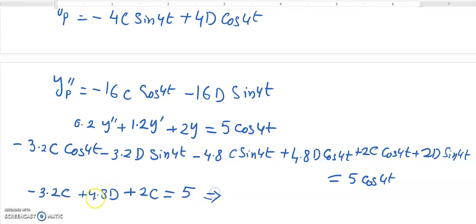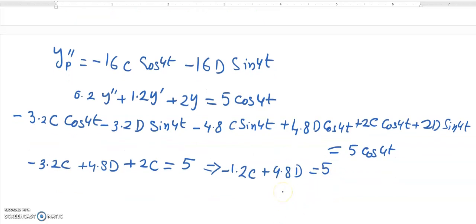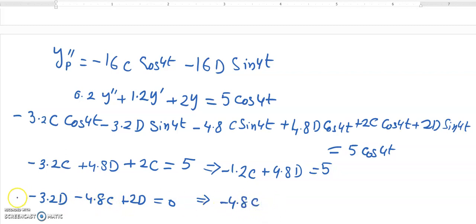So we can write it like this: 2c minus 3.2c is minus 1.2c, plus 4.8d is equal to 5. And then we collect the coefficients of sine: minus 3.2d minus 4.8c plus 2d is equal to 0. So this will be minus 4.8c minus 1.2d is equal to 0.